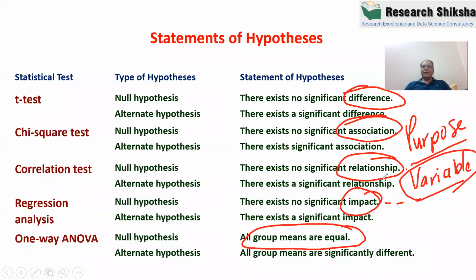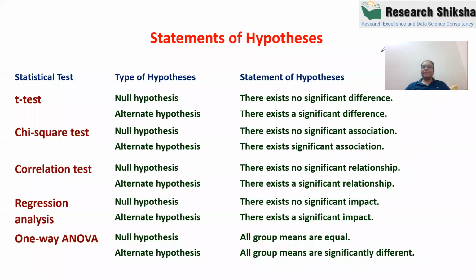If you are saying that there exists no significant difference between public sector bank and private sector bank with respect to profitability, it means profitability is the variable, and we are comparing the public sector banks and private sector banks. So every hypothesis has two components. One is the purpose, and the second component is the variable. Without purpose and variable, no hypothesis is complete. I hope it is clear. So let's move to the next slide.